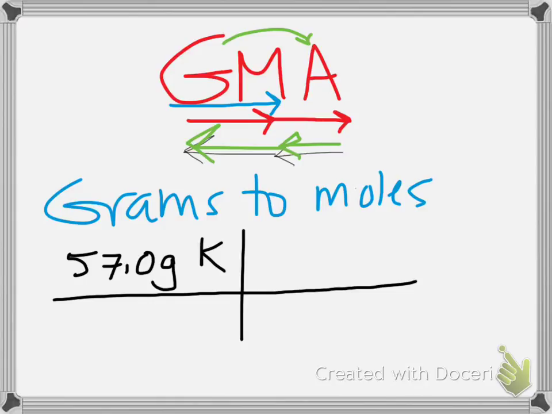So what is true in any factor label setup? What has to match here to here? Okay, the chemical, what else? The units. Okay. So, down here we know that we have to have grams of potassium. This is just like doing the conversions for metrics. The units have to match so that it will cancel.